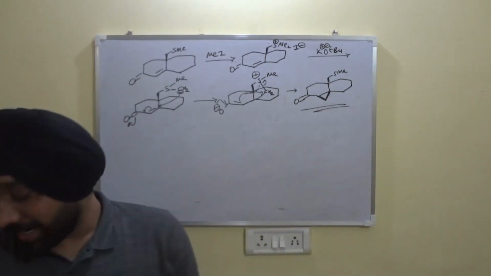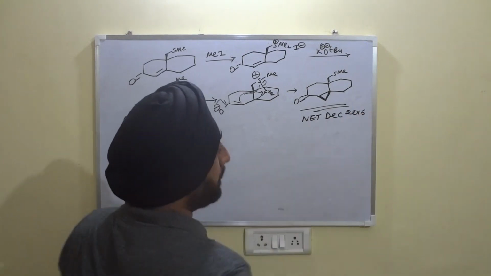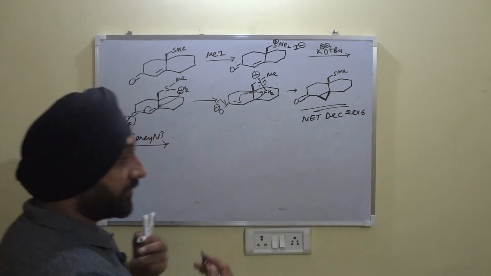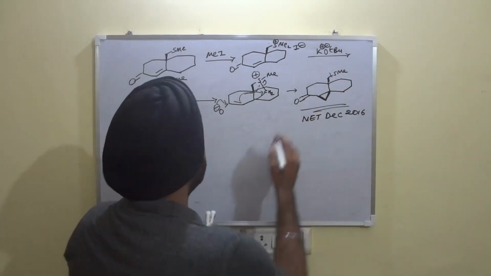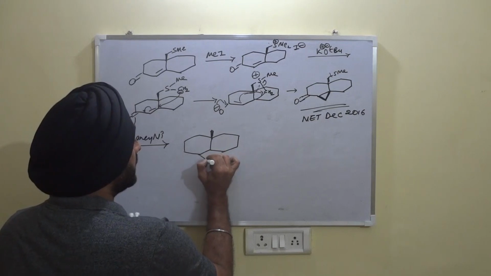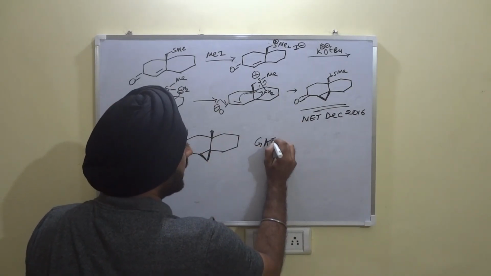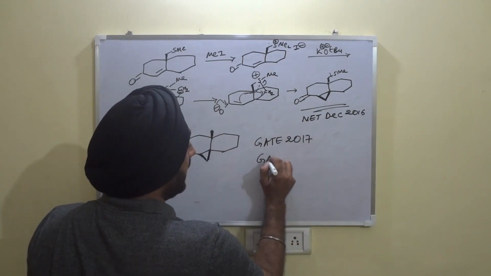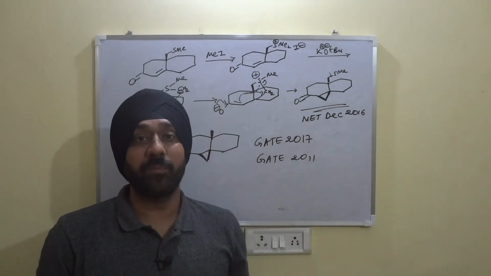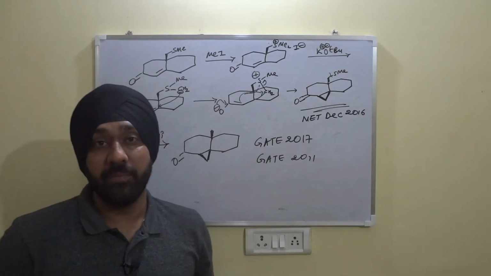Now this question was asked in NET exam in December 2016. And if we treat the same species with Raney nickel, then Raney nickel is known to cleave carbon sulfur bond. So the product that you get is this. And this entire sequence was asked in GATE 2017 and GATE 2011. So you can clearly imagine how important the chemistry of sulfonium ylides or sulfoxonium ylides is. To understand the exact mechanism of the reaction can help us solve many questions.